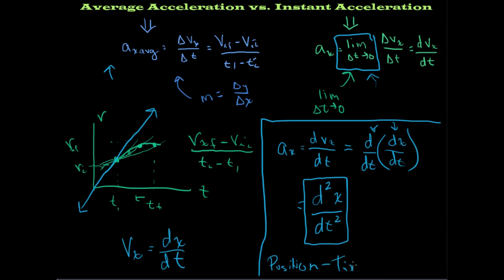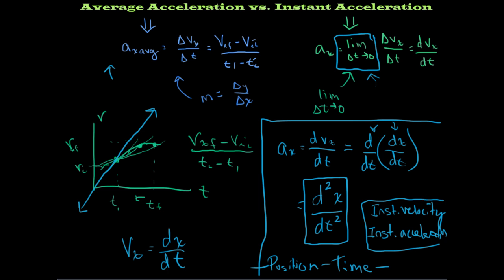So this is basically saying that if we know something about the position and time of an object, the first derivative will give us the instantaneous velocity. The second derivative will give us the instantaneous acceleration. If this is a little confusing, don't worry, there will be quite a few videos coming out shortly on different word problems that you will encounter in a calc-based physics class, and it should become more and more obvious as time goes on. So, yep.